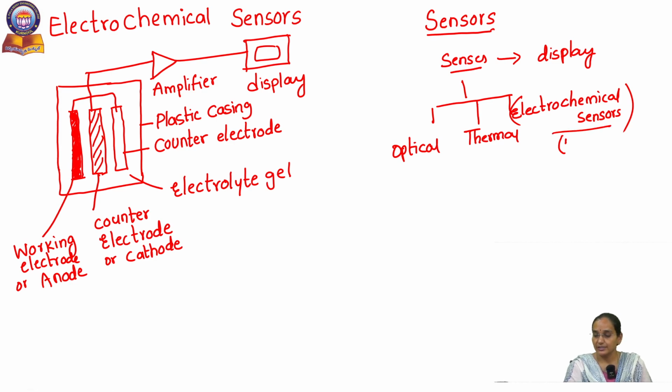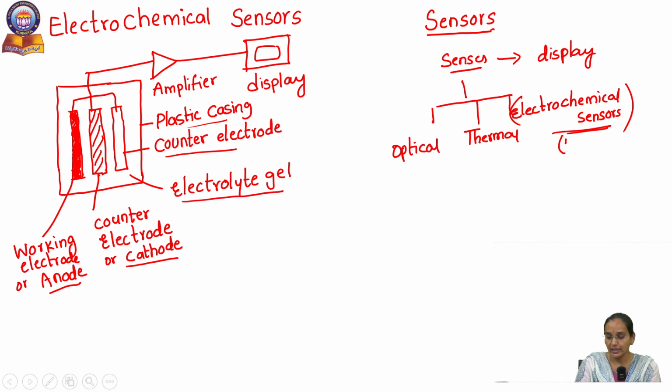Coming to the basic construction of electrochemical sensors, it has three electrodes. One is the working electrode, which also acts as the anode, another is the counter electrode, which also acts as the cathode, and the other is another counter electrode. These three electrodes are placed in a plastic casing, and this space is filled with electrolyte gel. These three electrodes are connected to the amplifier, and this is directly connected to the display.